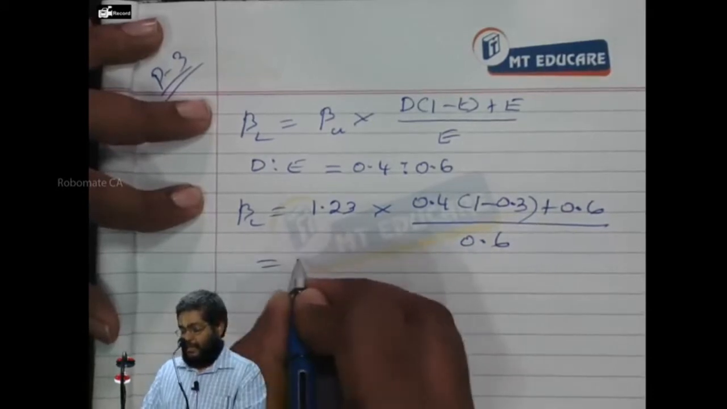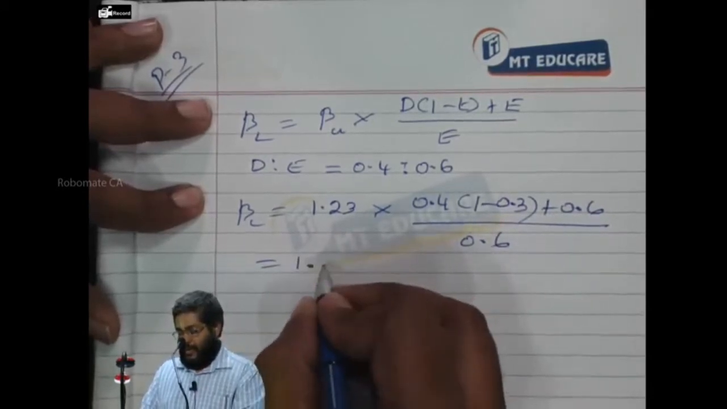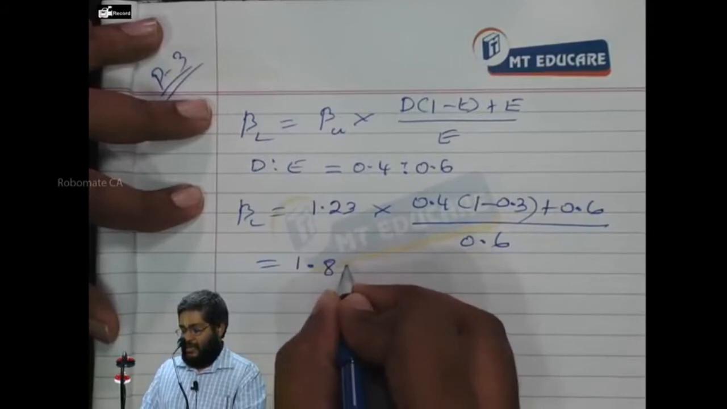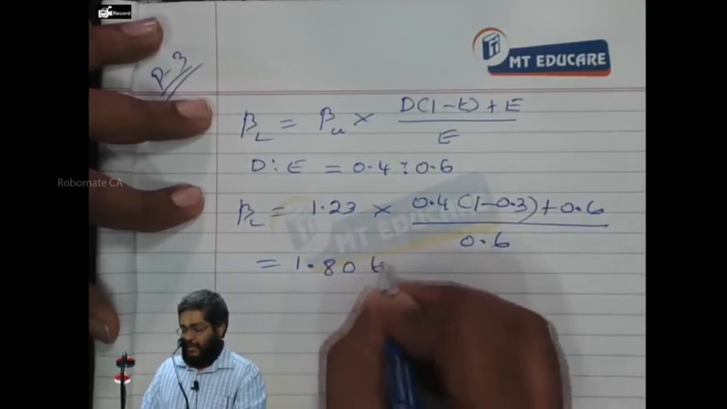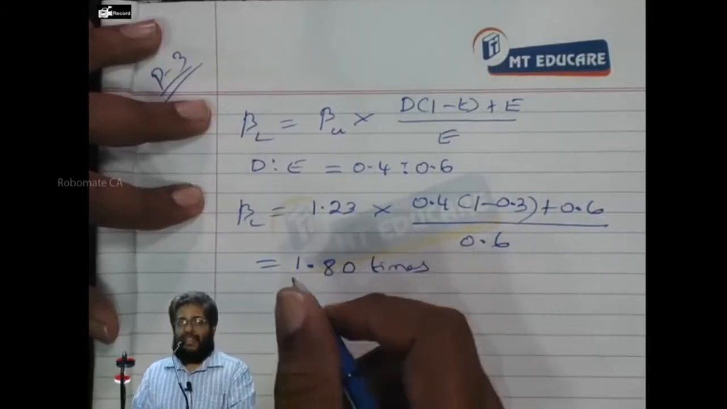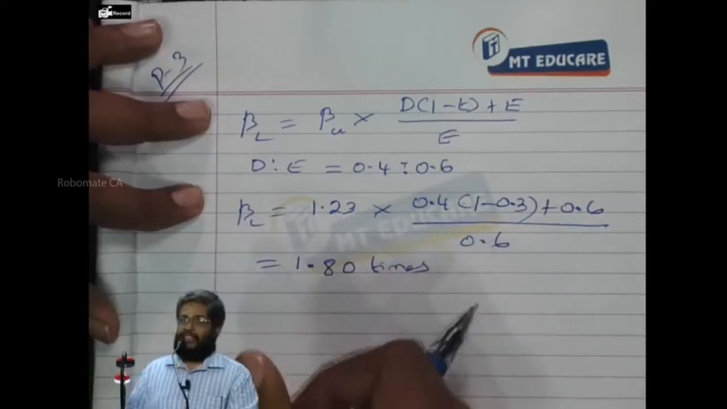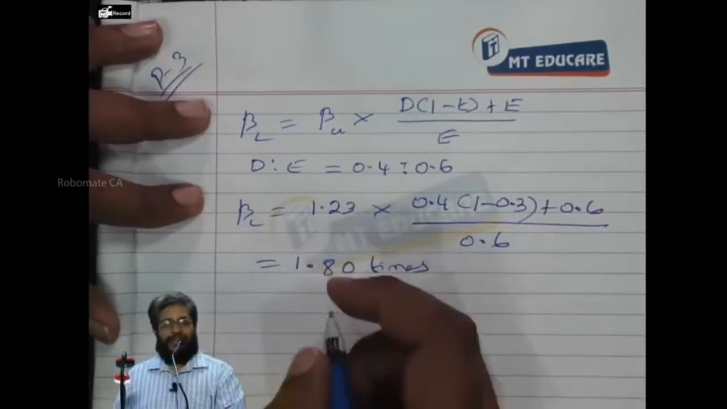Can you tell how many times here? 1.80 times. Tell me why it has increased here. The debt equity ratio has changed, so it becomes 1.80 times. Can I proceed or not?